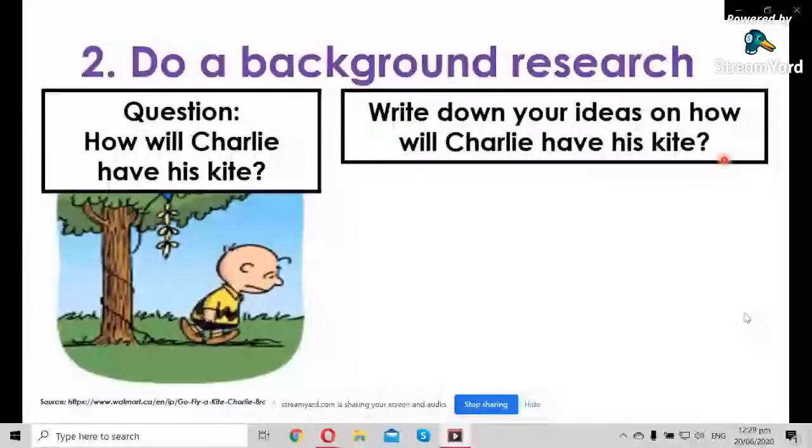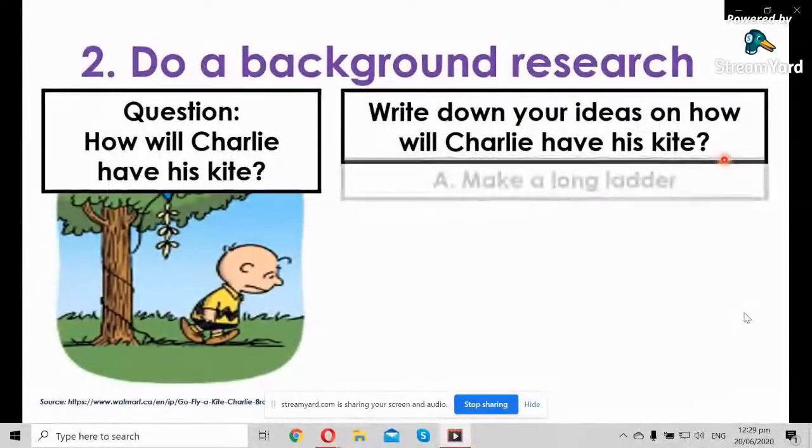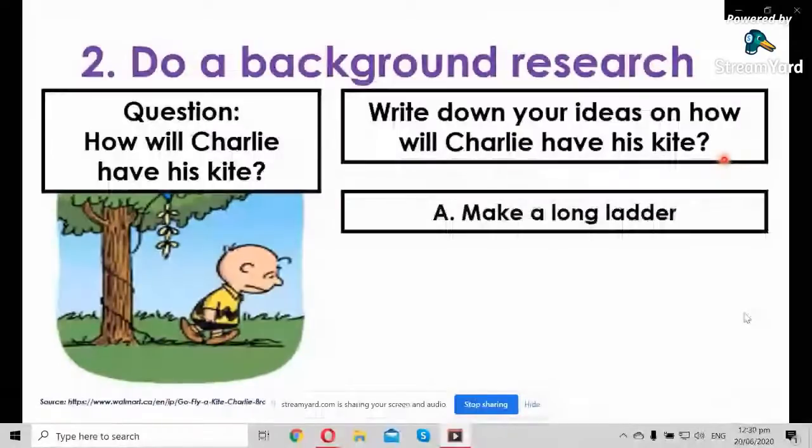There! Now, if you are finally done, let's try. First idea would probably be to make a long ladder. Because if you want to reach the kite on top of the tree, well, probably you would make a long ladder.